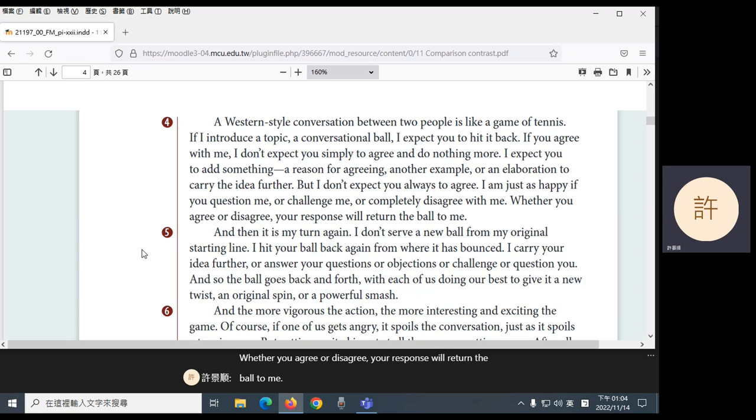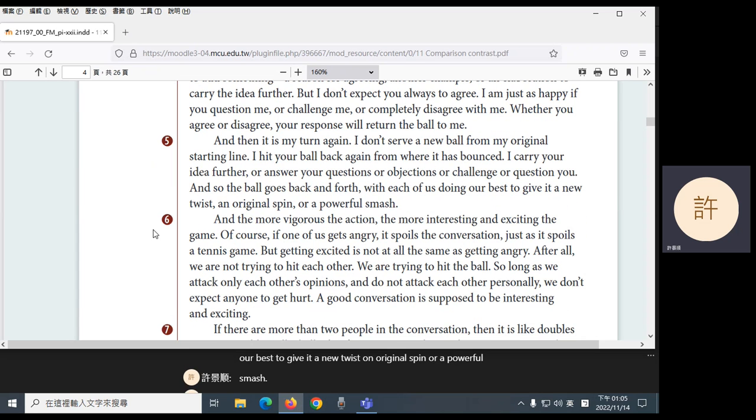And then it is my turn again. I don't serve a new ball from my original starting line. I hit your ball back again from where it has bounced. I carry your idea further, or answer your questions or objections, or challenge or question you. And so the ball goes back and forth, with each of us doing our best to give it a new twist, an original spin, or a powerful smash.